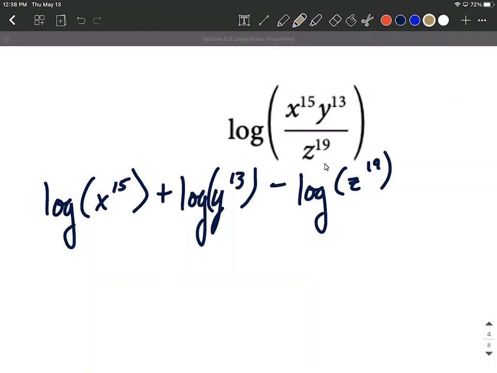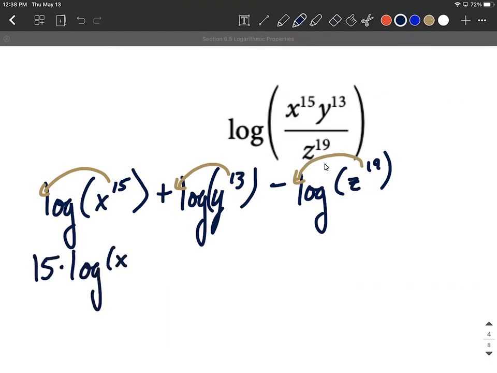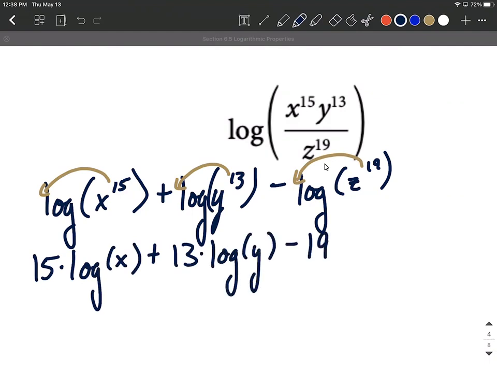The last thing we can do to expand is now we have exponents attached to everything on the inside. These exponents can be moved down in front to fully expand this and say 15 times log of x plus 13 times log of y minus 19 times log of z, and we're fully expanded.